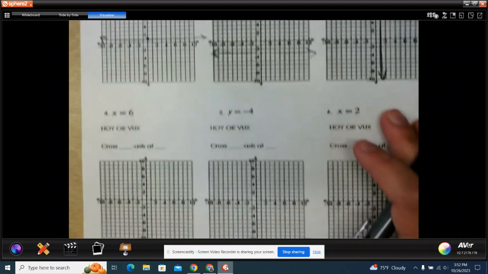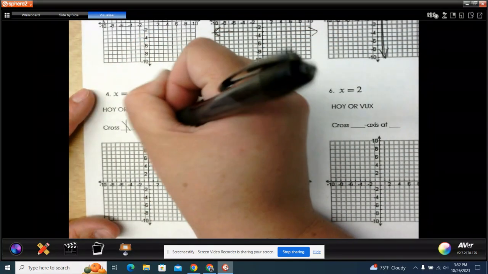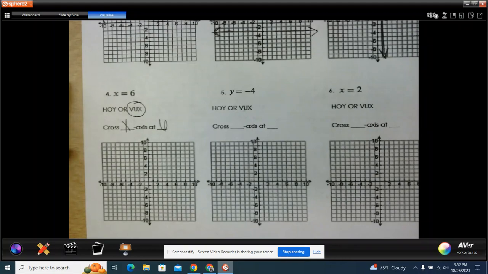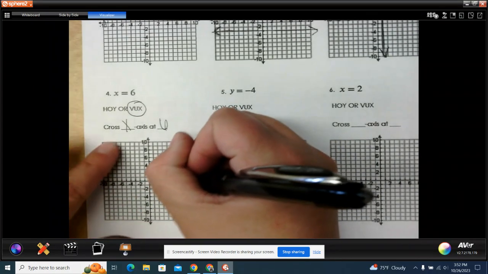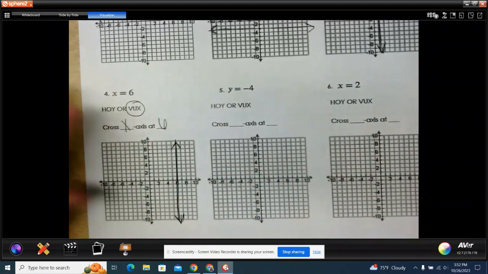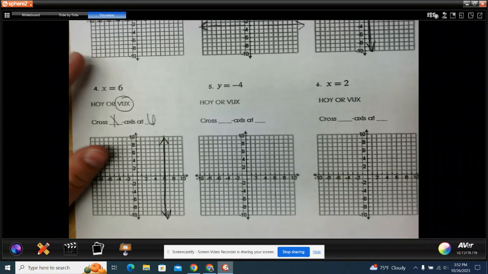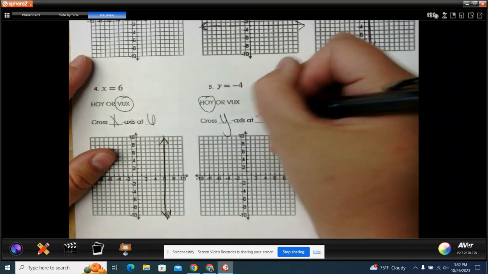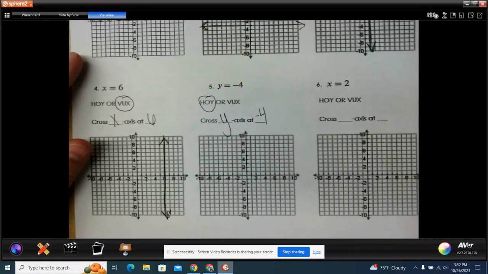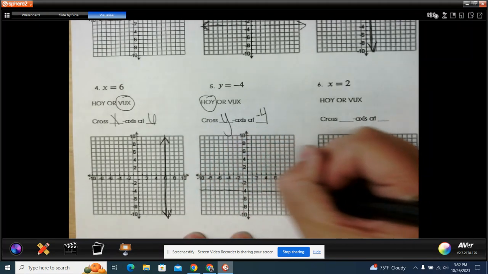Number 4, we have x equals 6. So this is going to be a VUX. It's going to cross at the x-axis at 6. So we'll find our x-axis, we'll find 6, and then we'll draw a vertical line that goes up and down. Number 5, we have y equals negative 4. That is going to be a HOY. It's going to cross at the y-axis at negative 4. So we find our y-axis, we're going to find negative 4, and then we'll draw a horizontal line.